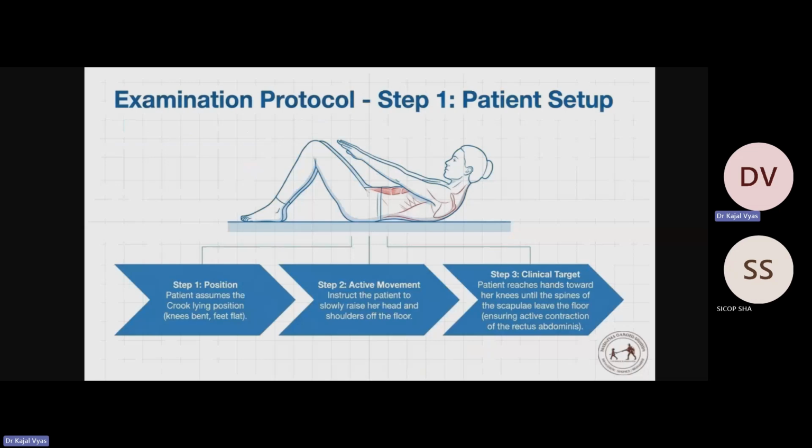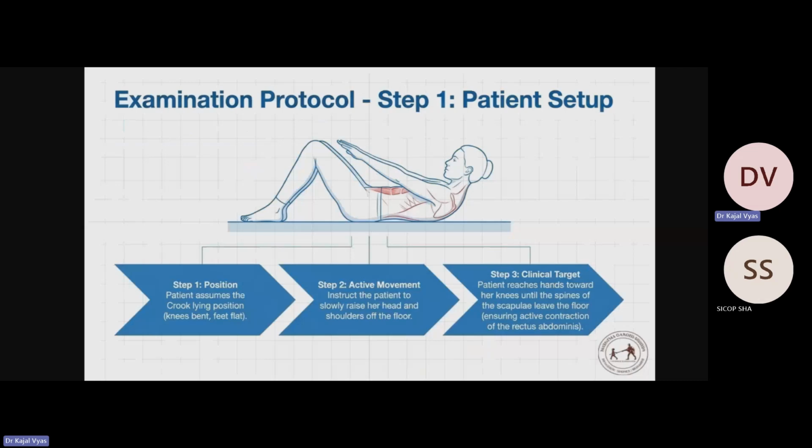So in step one, we are going to see the patient setup: what should be the patient's position, and what instructions are necessary to be given to the patient. You should ask the patient or model to lie in the crook lying position, if you are showing the assessment on a model or a patient. The position should be crook lying, knees bent and feet flat on the floor.